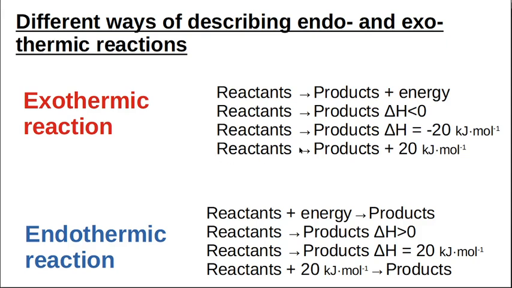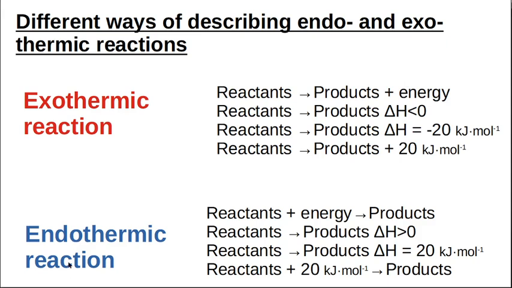Or they can write it reactants go to products plus energy. This is just a number for the energy. So reactants go to products plus energy. Reactants go to products plus 20 kilojoules per mole. Can you see this is just a number for the word energy? Okay, so you need to recognize that if the energy is on the product side, it's exothermic.